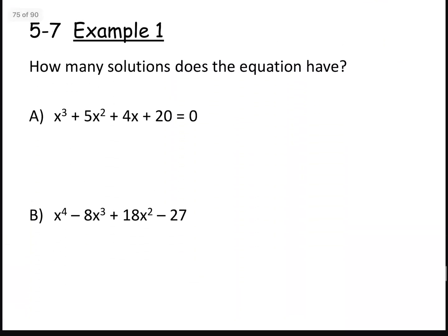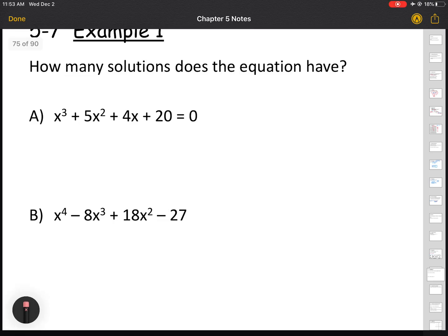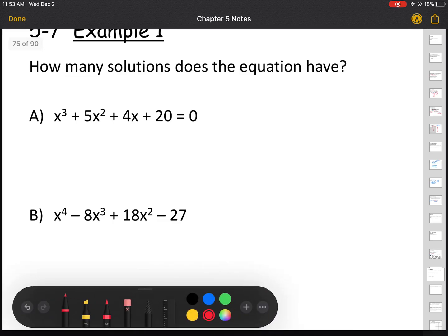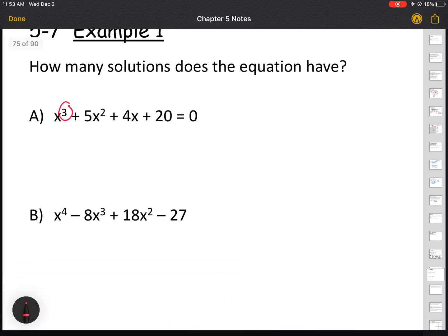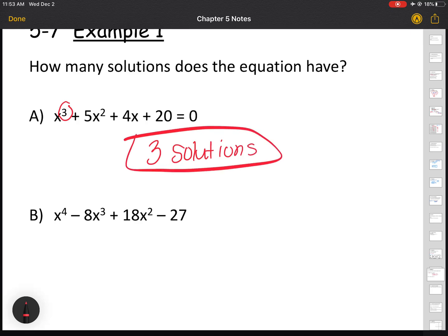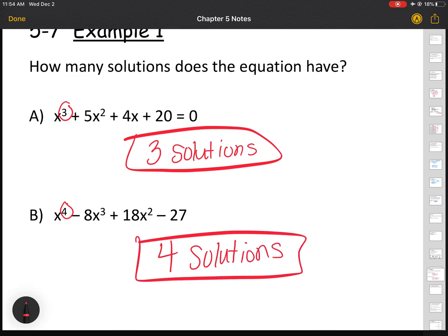So for example, here, we're going to go through these polynomials and see how many solutions the equation has. Remember, the fundamental theorem of algebra says the number of zeros of a function is equal to the highest exponent. So the degree in A is 3, so at most, there's 3 solutions. And in B, our degree is 4, so there is at most 4 solutions, or 4 zeros.